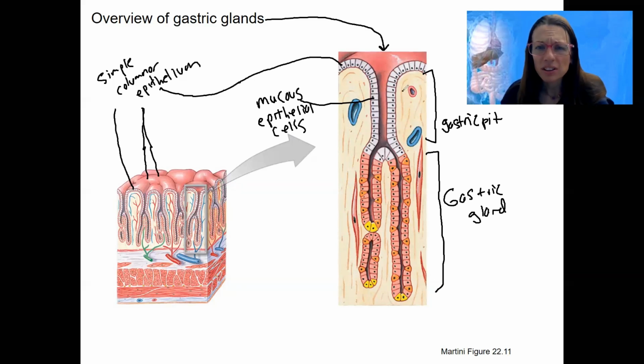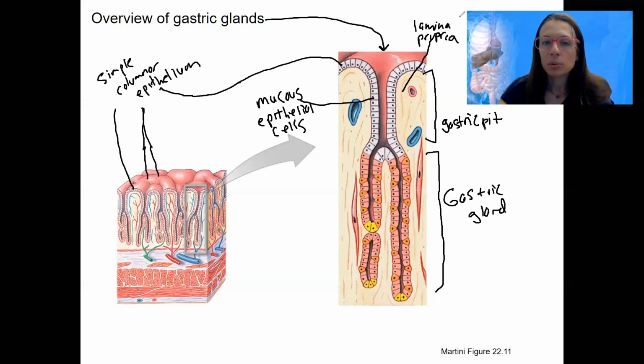Actually, before we dive down, what's all this stuff? This is our lamina propria, right? That areolar tissue. I'm going to label special cell types you need to know in a different color. So this is a specialized epithelial cell type, mucus cells. Now we can go ahead and dive down into our gastric gland.